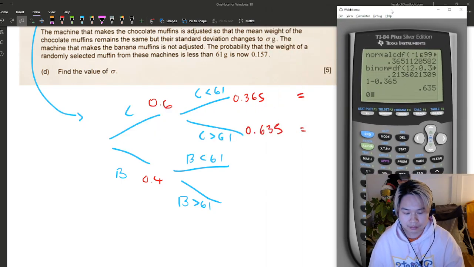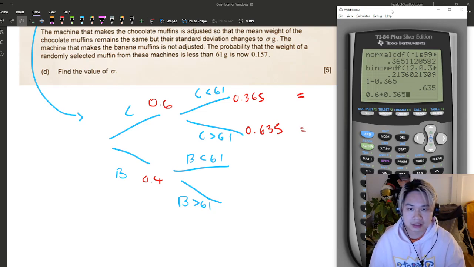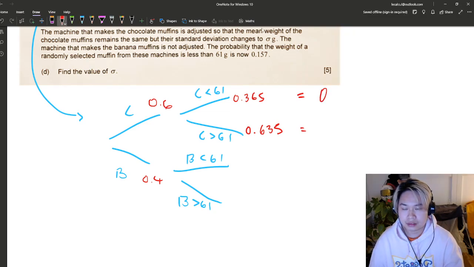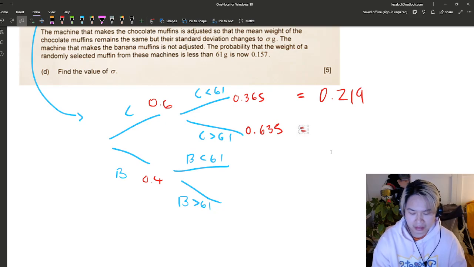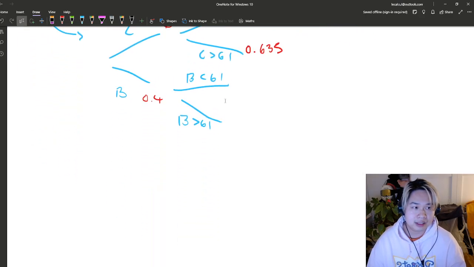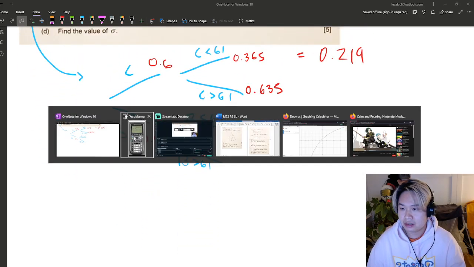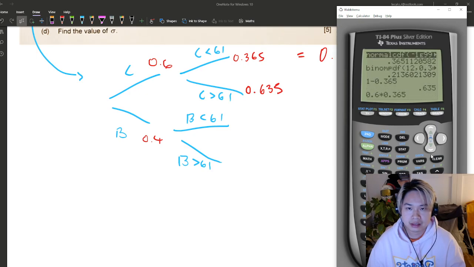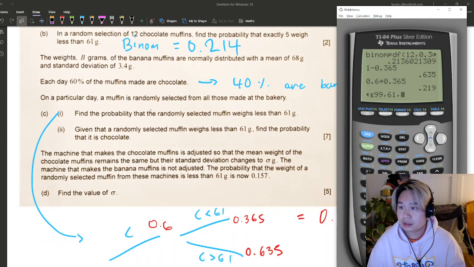So 60% times 0.365. So 0.219. And then I'm not super interested in this one for now. And then I need to find out the probability that a banana is going to be less than 61. So I'm going to norm CDF this with a different mean and standard deviation. So the banana muffin is 68 mean and standard deviation of 3.4.